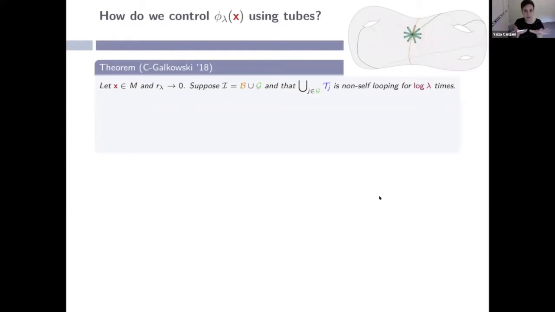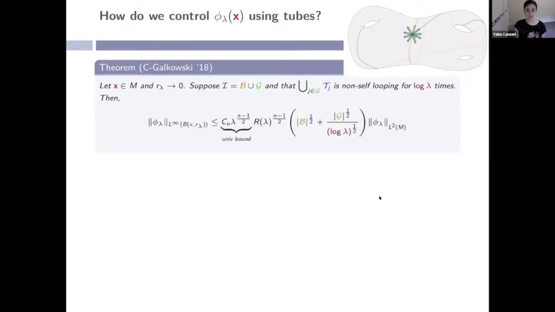If you are somehow able, because of the geometry of your problem, to split the tubes into these two groups, then what you can prove is that you can control the L infinity mass of your eigenfunction at the point X, so the value of the function at the point X, by the following. And I'm going to parse every part of this upper bound for you. Here, this is Hormander's bound, a constant that depends only on n times lambda to the n minus 1/2. Here you have the radius of the tube. And this is the number of bad tubes, the number of good tubes. It's divided by the time for which the good tubes are non-self-looping. And this is the mass of the L2 function.